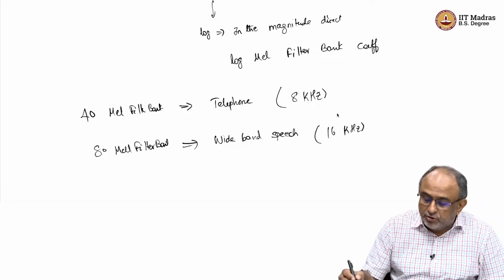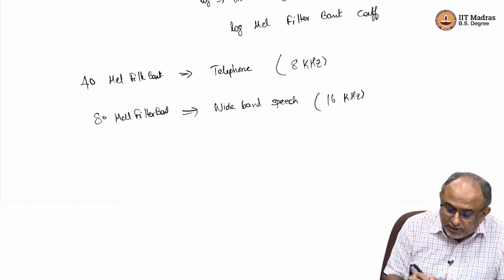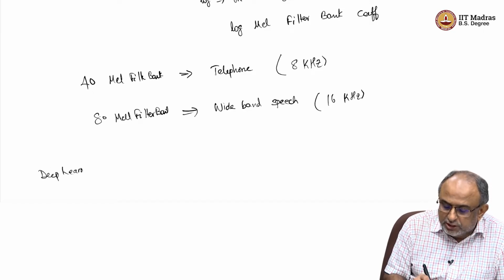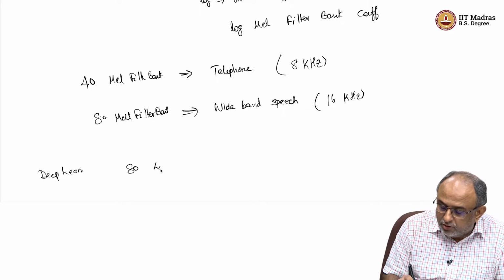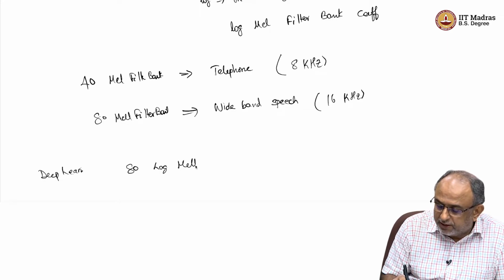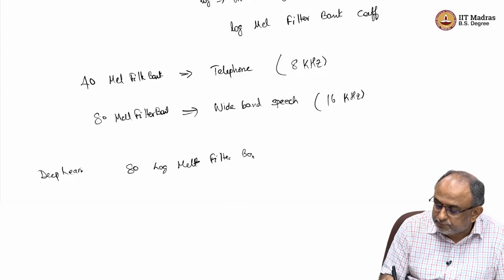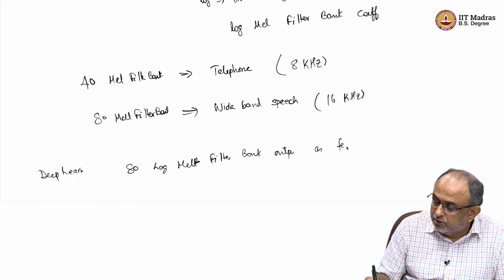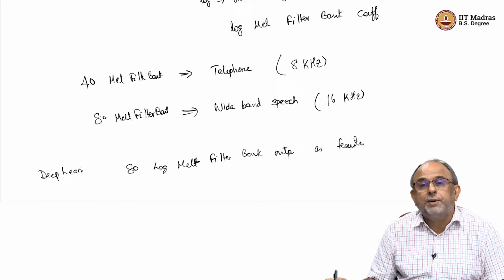Okay, and so typically when you are talking about deep learning methods, you will use these 80 log Mel filter bank outputs as features. So, what do I mean by that?